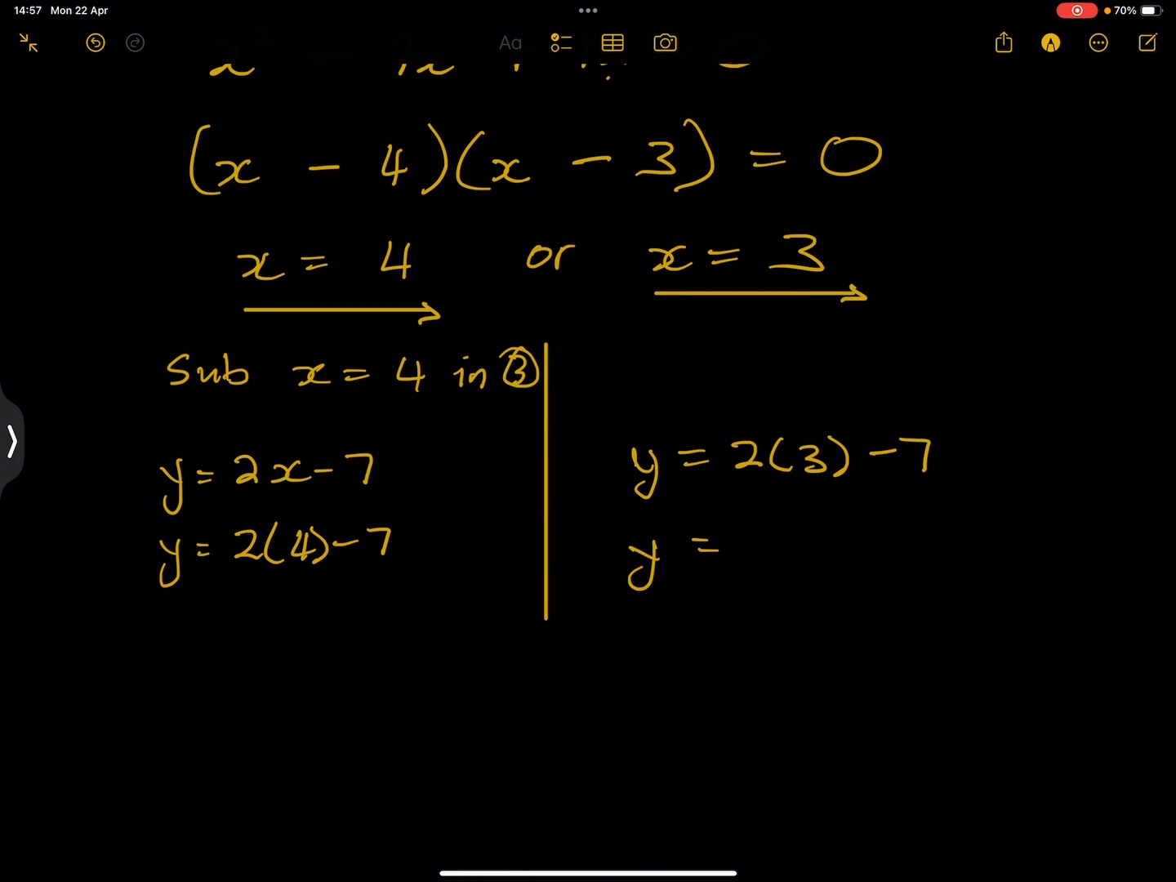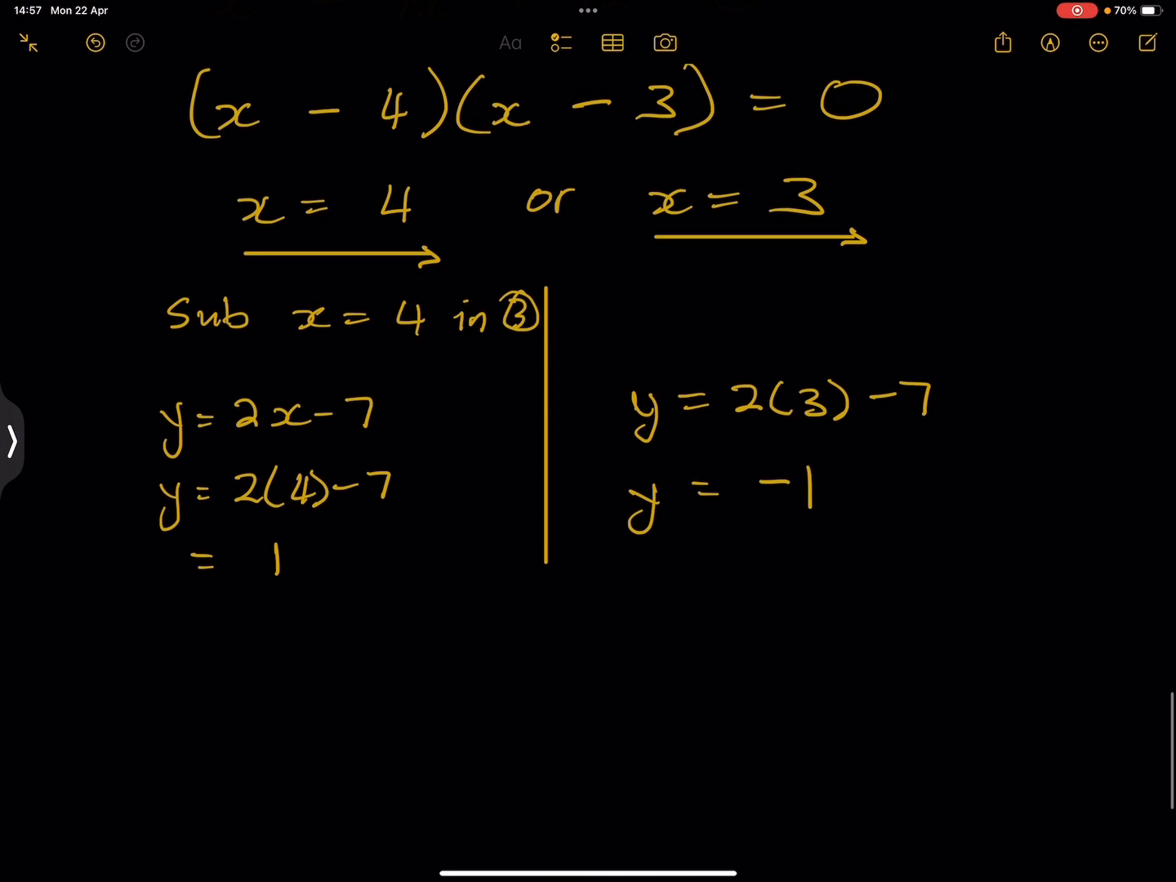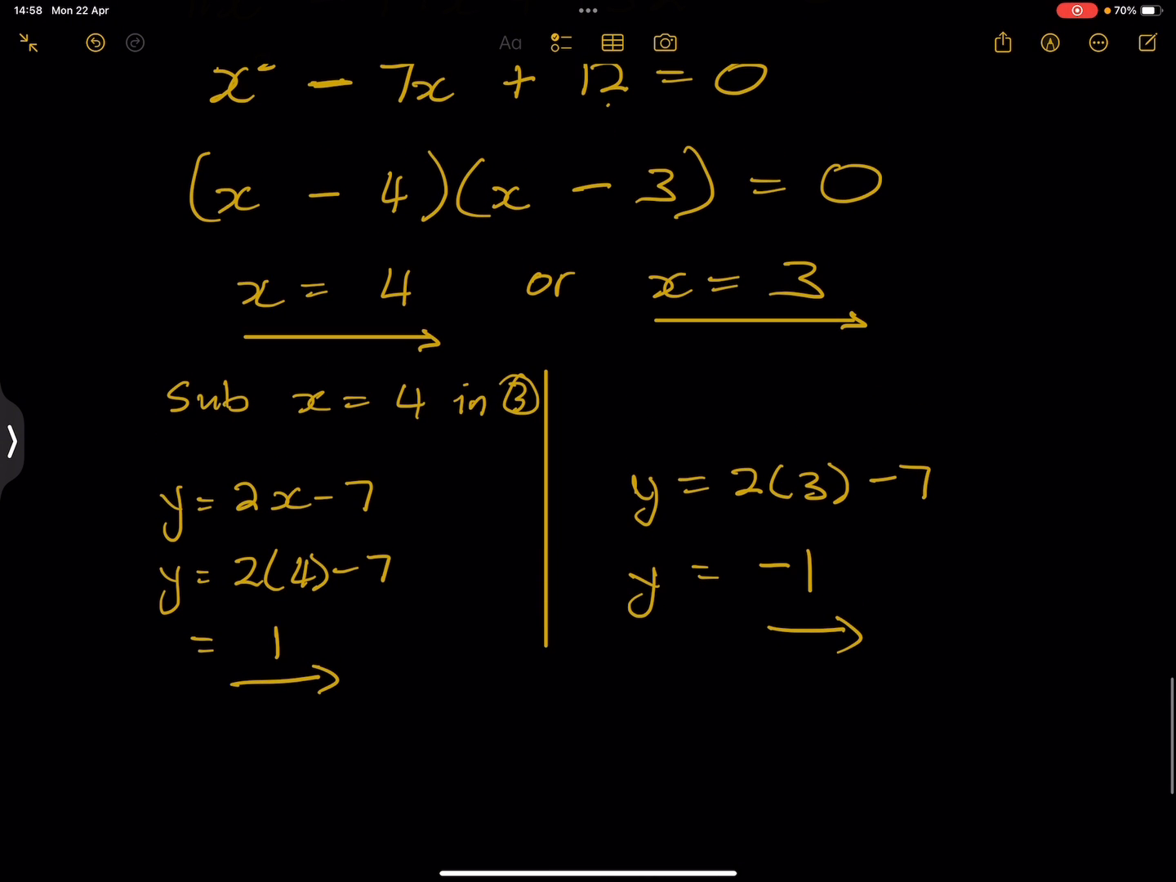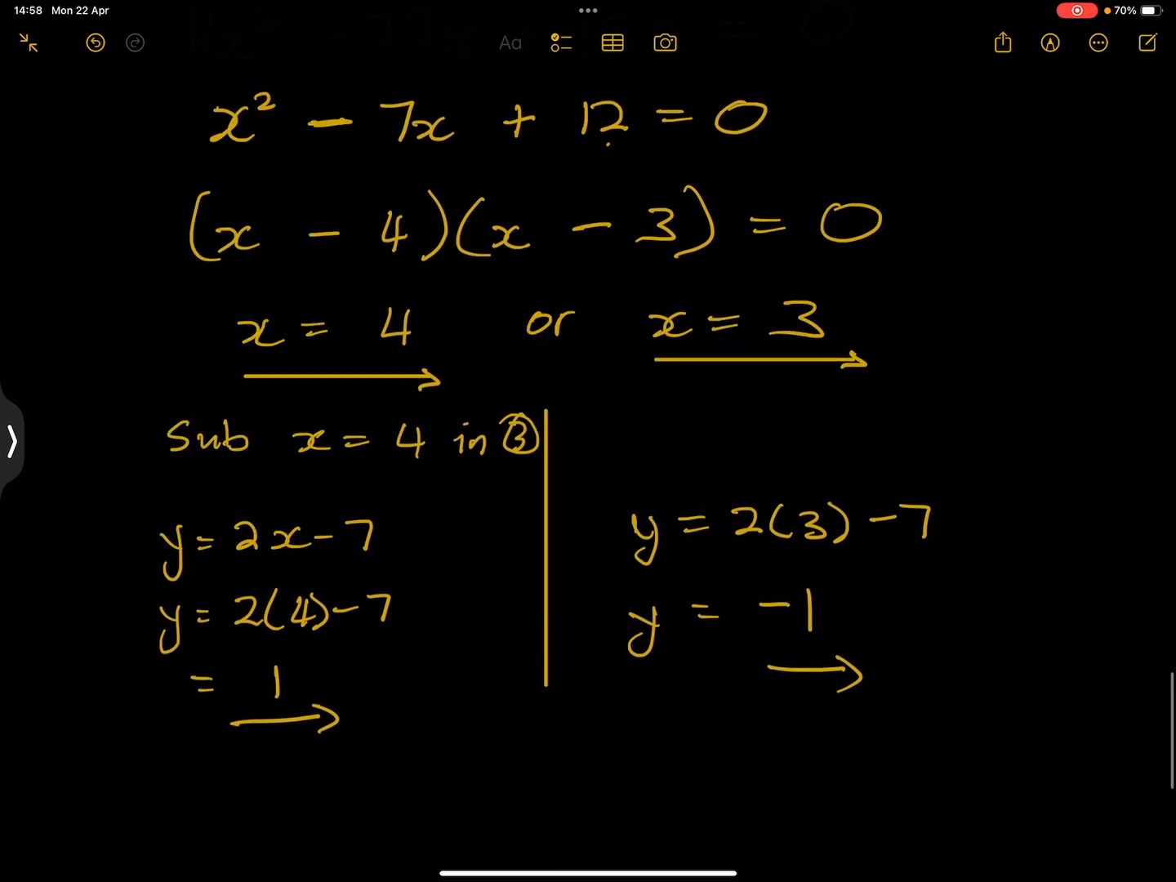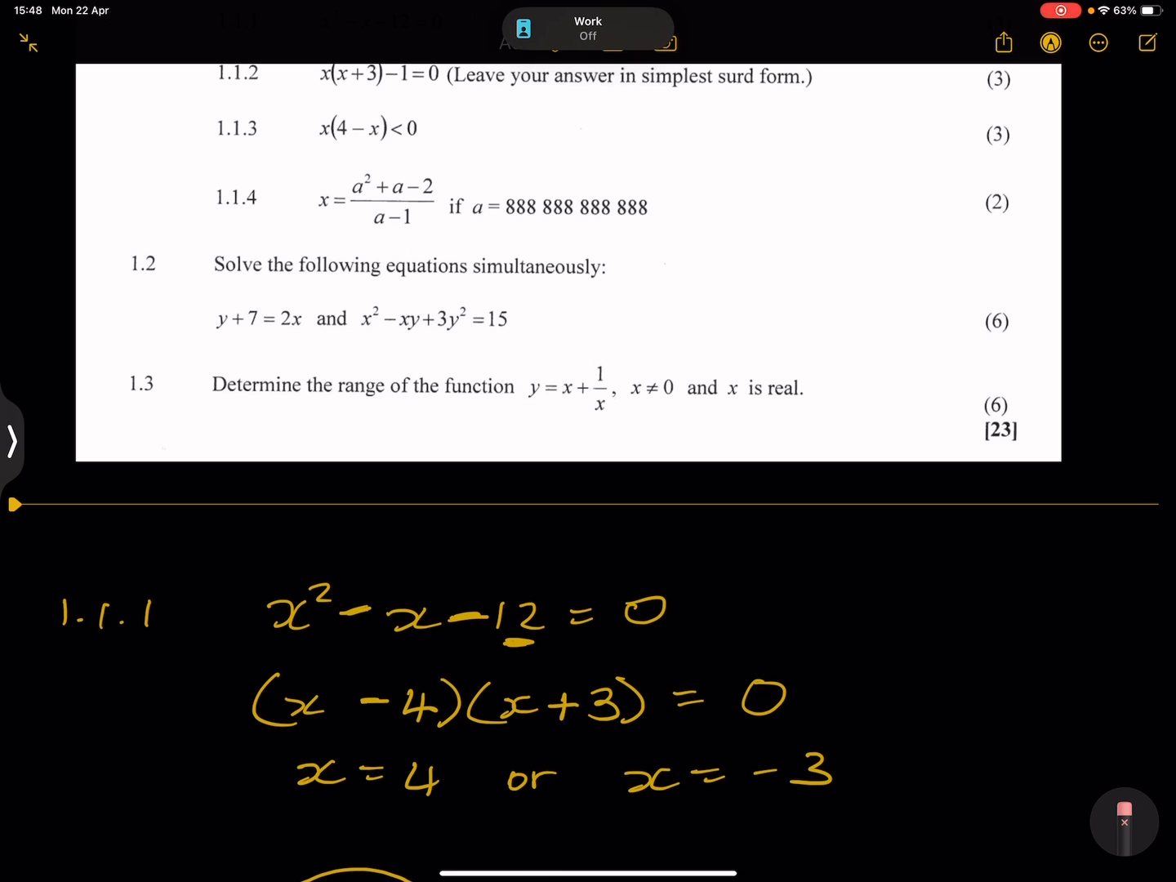2 times 3 is 6, minus 7, that gives us negative 1. And 2 times 4 is 8, minus 7 would give us positive 1. So there we have it. y is plus or minus 1, x is 4 and 3 respectively. And now on to the next one.